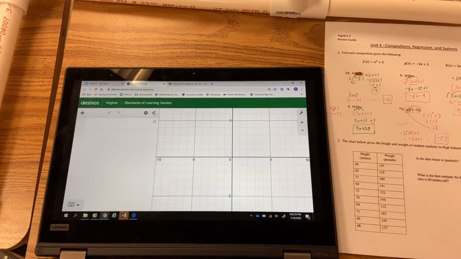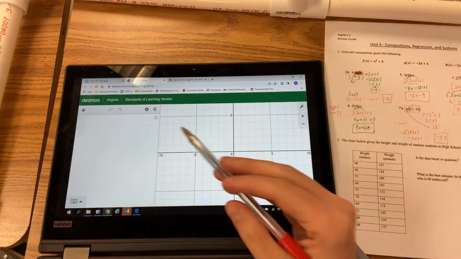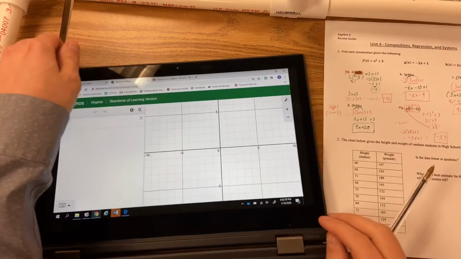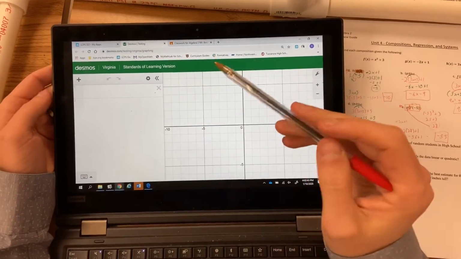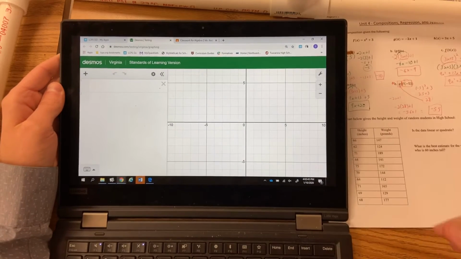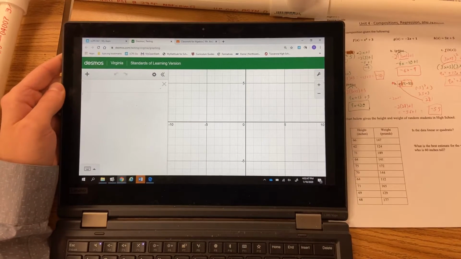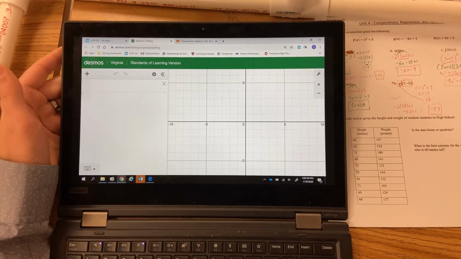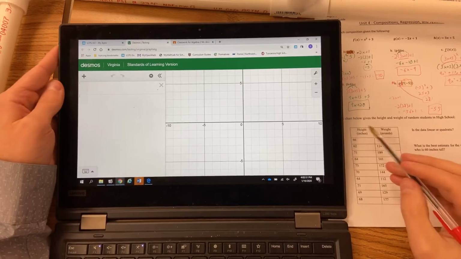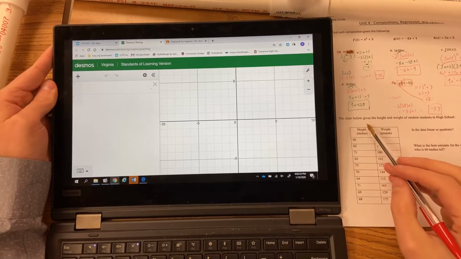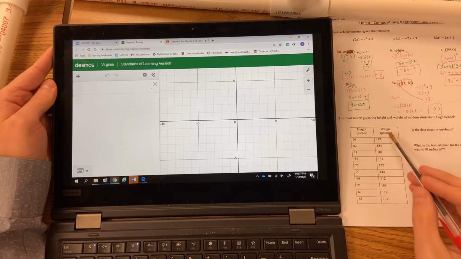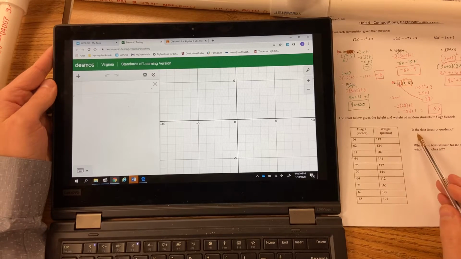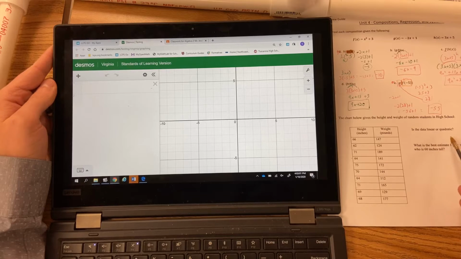For this next part, you will need Desmos test mode for your test, which looks like this when you sign into it. And we are going to be doing the regressions here, and I'm going to have to keep this zoomed out, unfortunately. But here, the chart below gives the height and weight of random students in a high school. So here are the heights and here are the weights. And it asks you if it is linear or if it is quadratic.